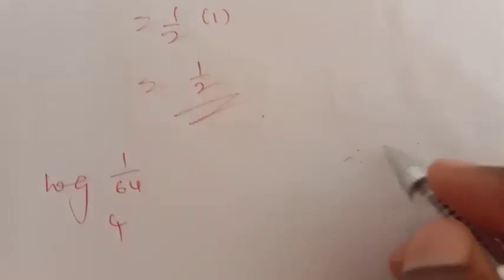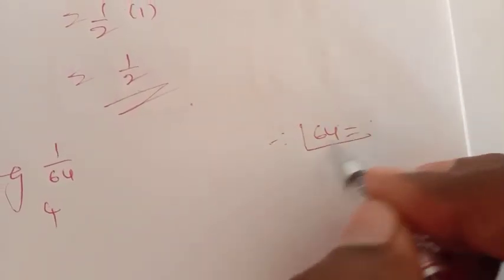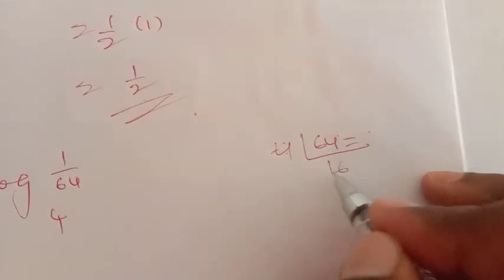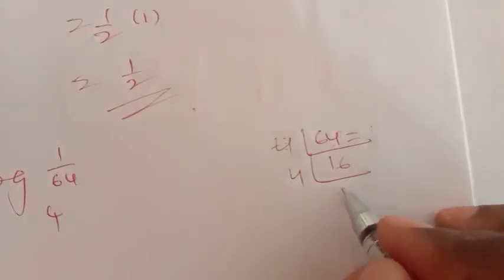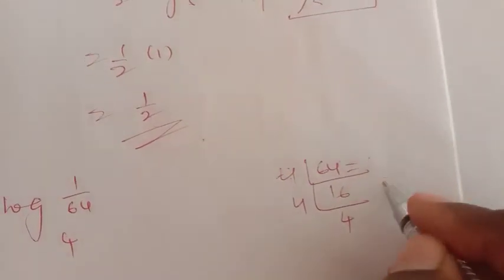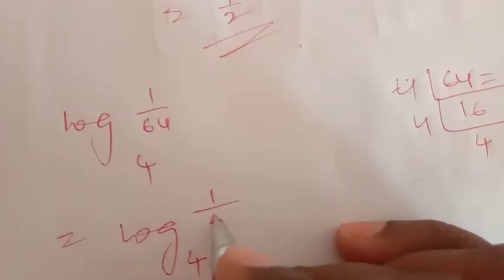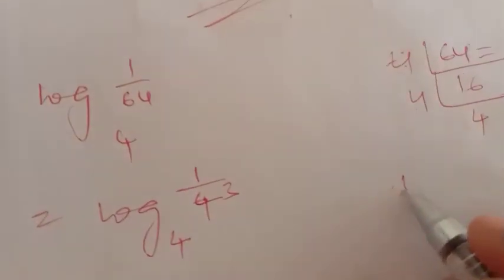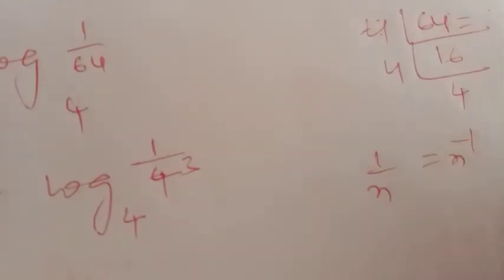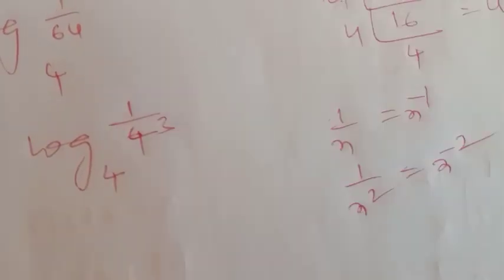Here 64 equals 4 into 16s, and 4 4s. Here 4, 1 2 3, that equals 4 cube. 64 equals 4 cube, that equals log 4 1 by 4 cube. Here 1 by x can be written as x power minus 1, and 1 by x square can be written as x power minus 2.